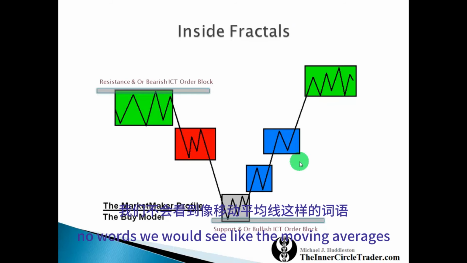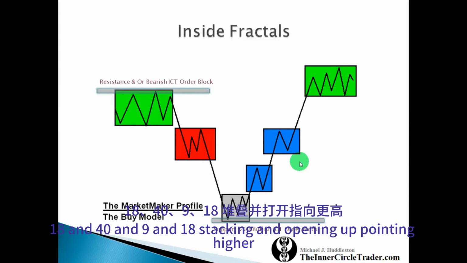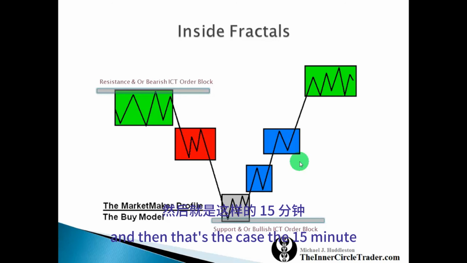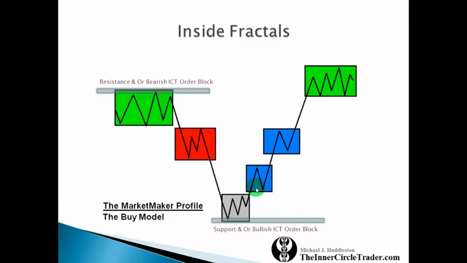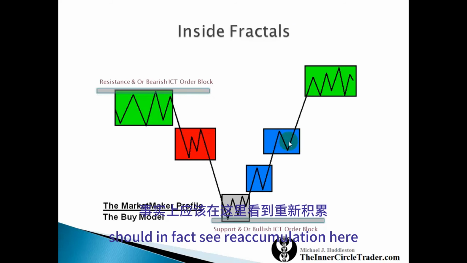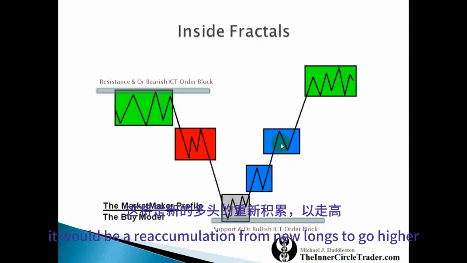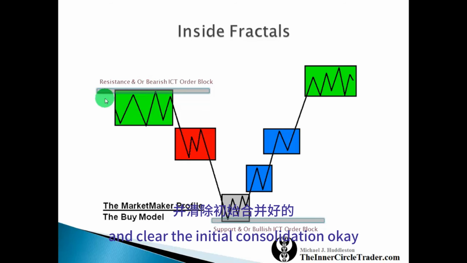Again, we would see ideally a 1 hour and 4 hour chart in a bullish market structure or stance to move higher. In other words, we would see the moving averages 18 and 40 and 9 and 18 stacking and opening up, pointing higher. And if that's the case, the 15-minute market maker buy model that we're describing here should in fact see reaccumulation here, and not a retracement back into this consolidation to make a sell. It would be a reaccumulation for new longs to go higher and clear the initial consolidation. Okay.